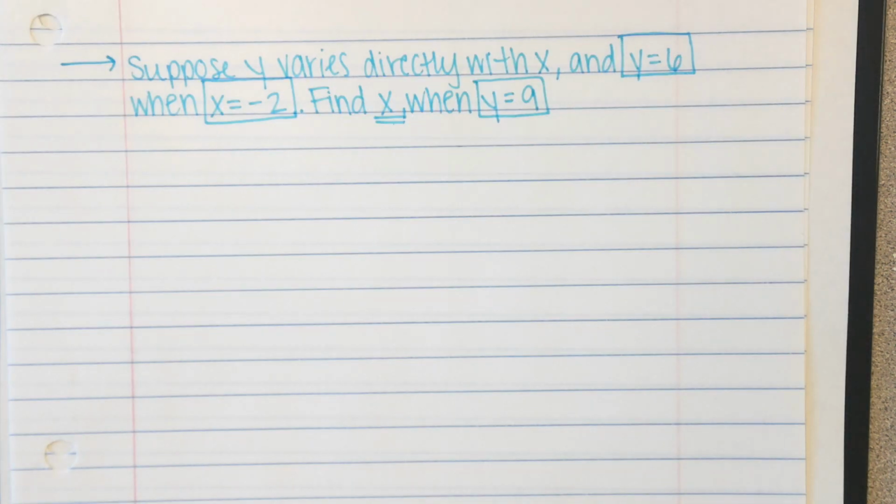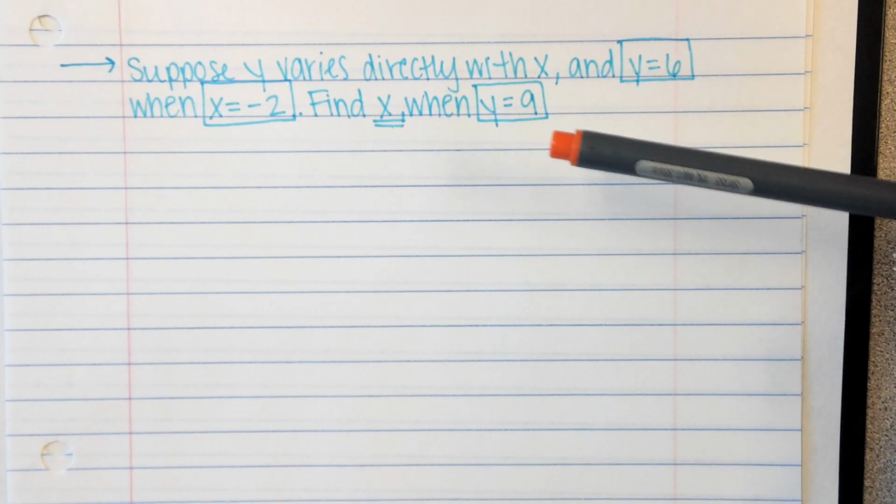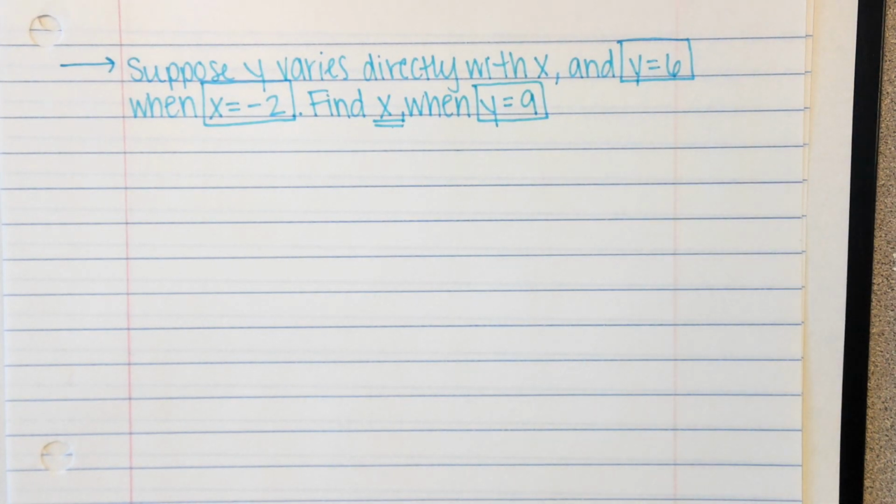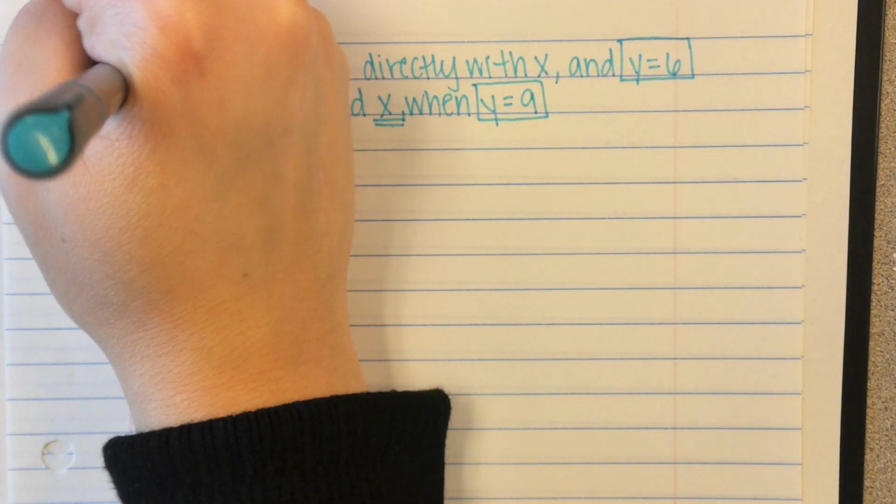Okay, our last type of problems are a little bit different. So it says, suppose y varies directly with x and y equals 6 when x equals negative 2. Find x when y equals 9. So this is one problem, okay? So like this is number 1. I should have numbered it.